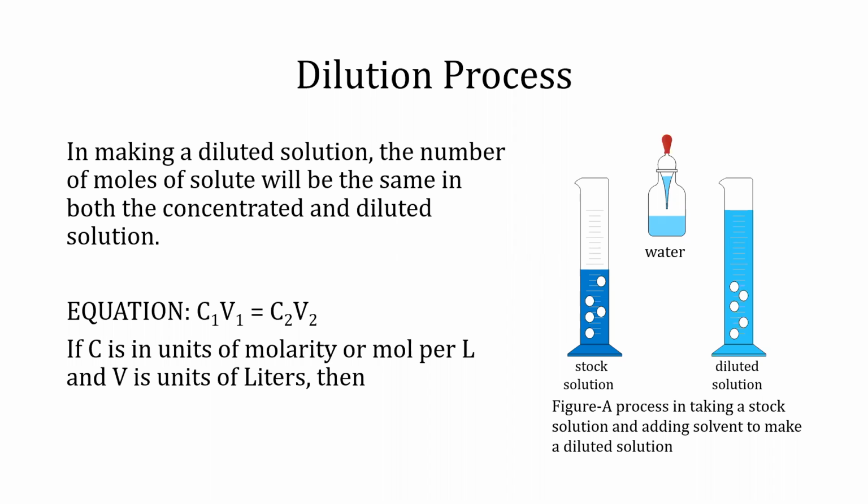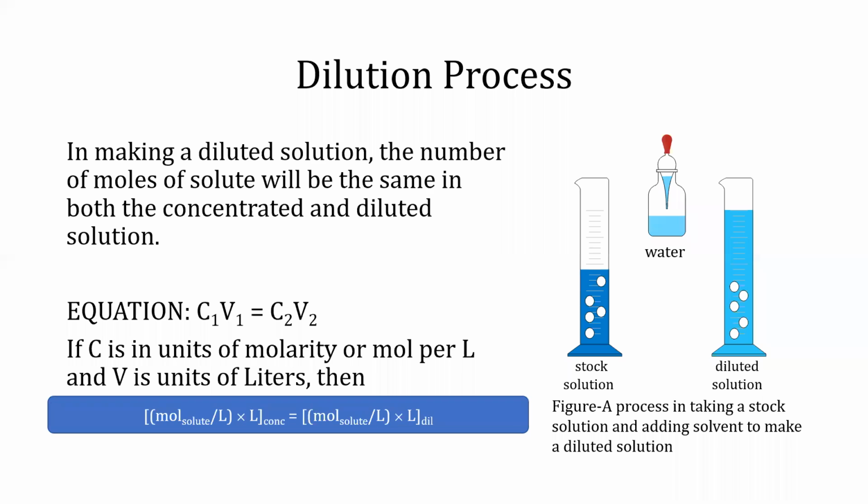The equation for dilution is C1 times V1 equals C2 times V2. If C is in units of molarity, or mole per L, and V is in units of L, or liters, then molarity times volume of the concentrated solution equals molarity times volume of the diluted solution. In the end, moles of the concentrated solution equals moles of the diluted solution.